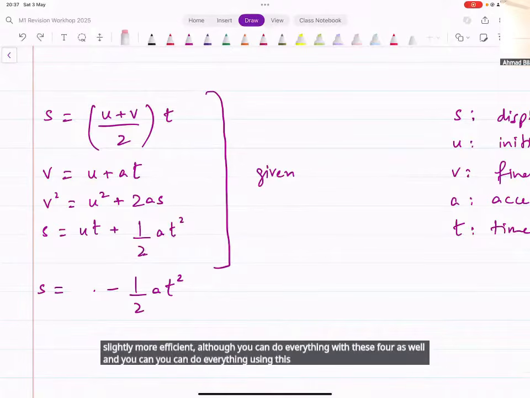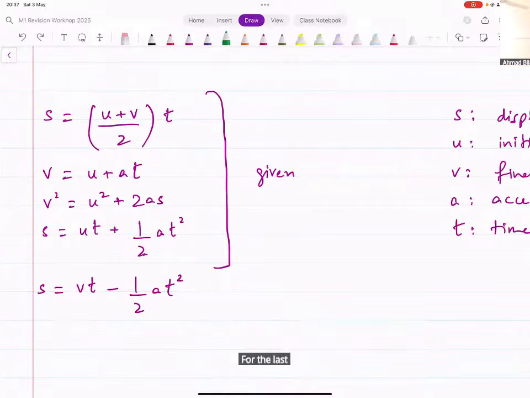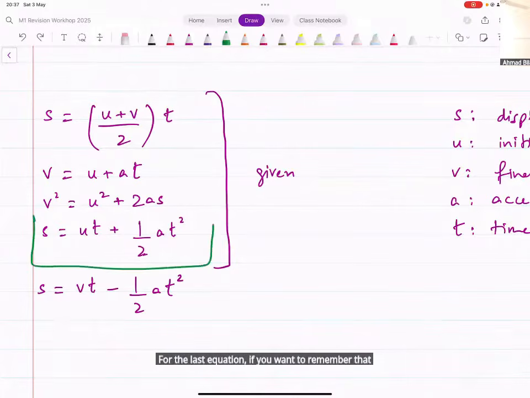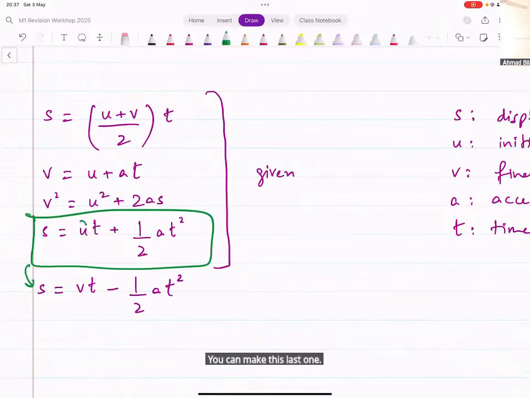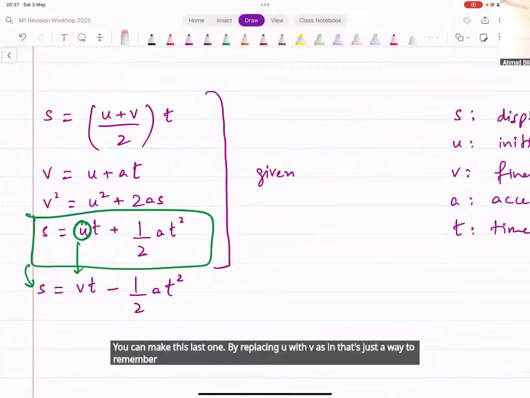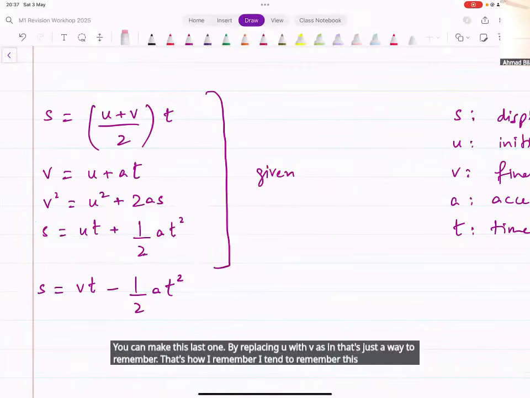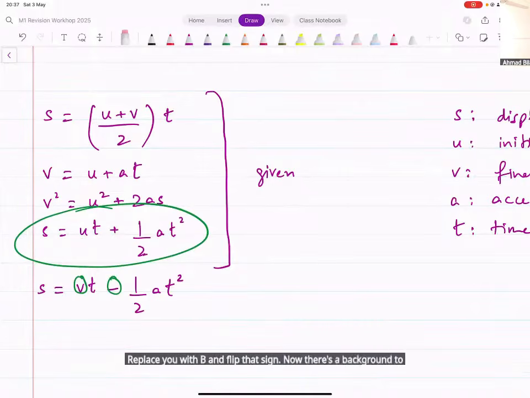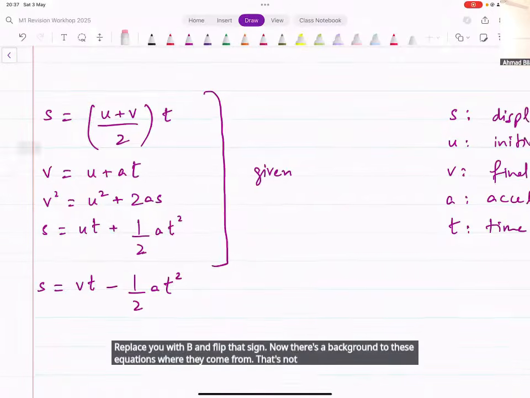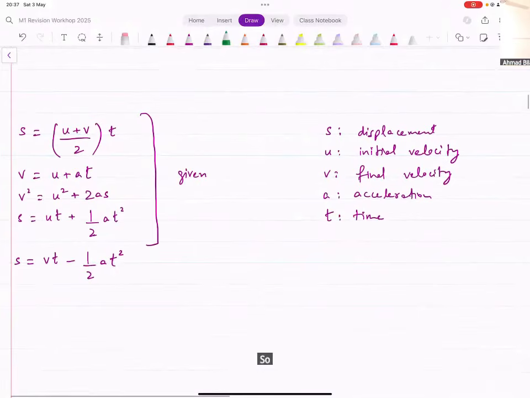That's also fine. For the last equation, if you want to remember that, since this is already given, you can make this last one by replacing u with v. That's just a way to remember. That's how I tend to remember this. In this equation, replace u with v and flip the sign. Now, there's a background to these equations, where they come from. That's not for a revision class, I'll skip that. So we have these 5 equations.